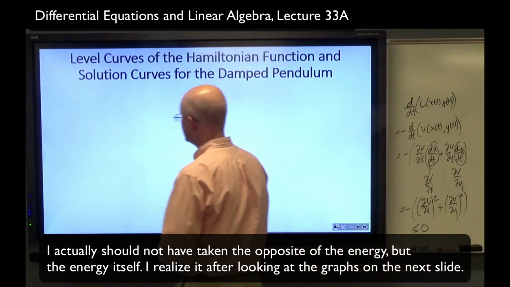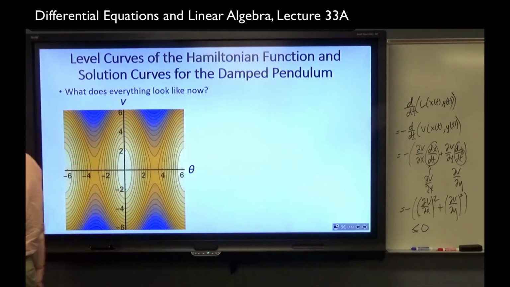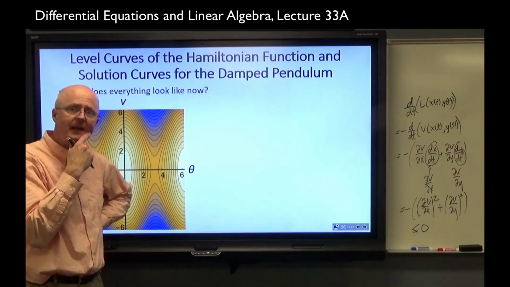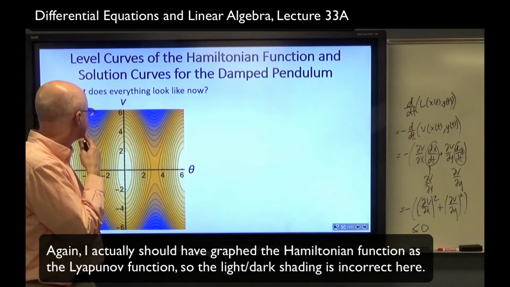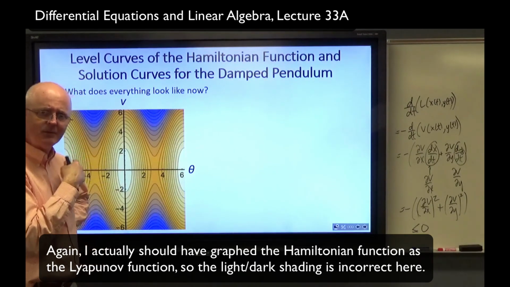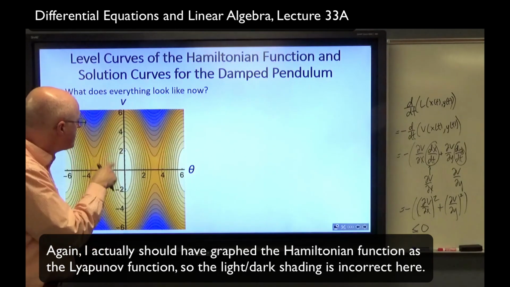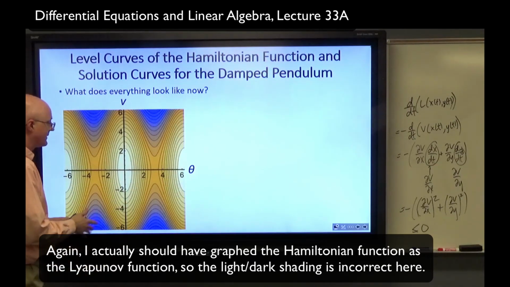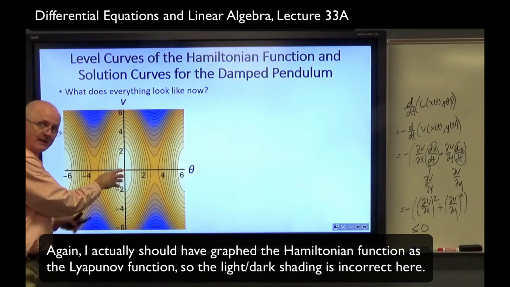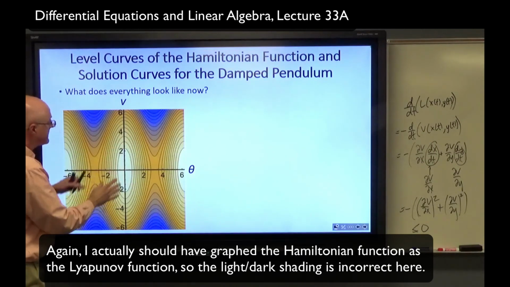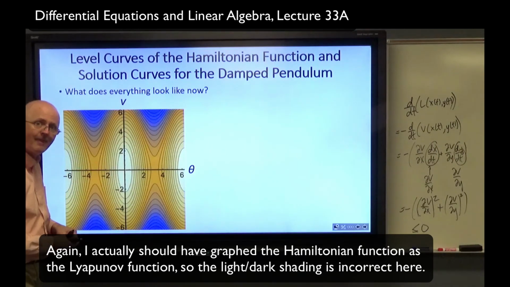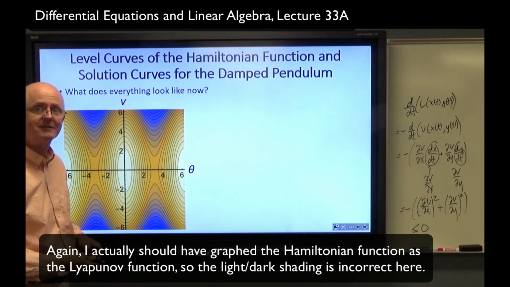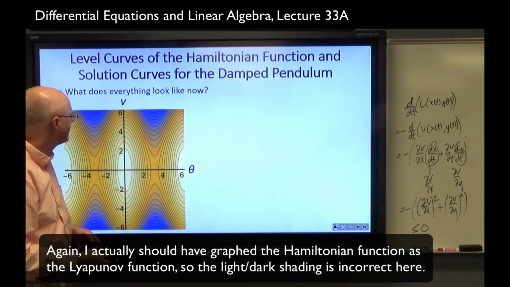And in fact, what does the picture look like? Here we now have the level curves of not the Hamiltonian function, but the Lyapunov function. But wait a minute. Doesn't that look the same as the Hamiltonian one? Actually, it's not. The curves are the same, but the values are different, and the shading is different. With the Hamiltonian, it was darker near the origin and lighter as you went away. Here, it's lighter near the origin and darker as you go away. The Lyapunov function is the opposite of the Hamiltonian function.